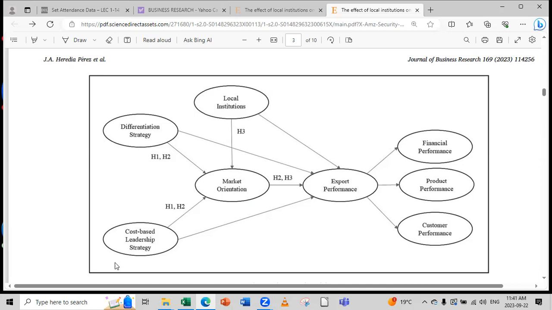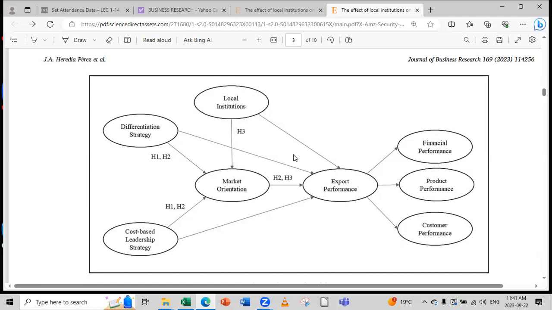They both affect differentiation strategies and cost base, and they affect marketing orientation. Meanwhile, local institutions also affect the marketing orientation. But wait a minute. The market orientation and cost-based and local institution will affect the export performance. You guys got me? So these are the hypotheses.